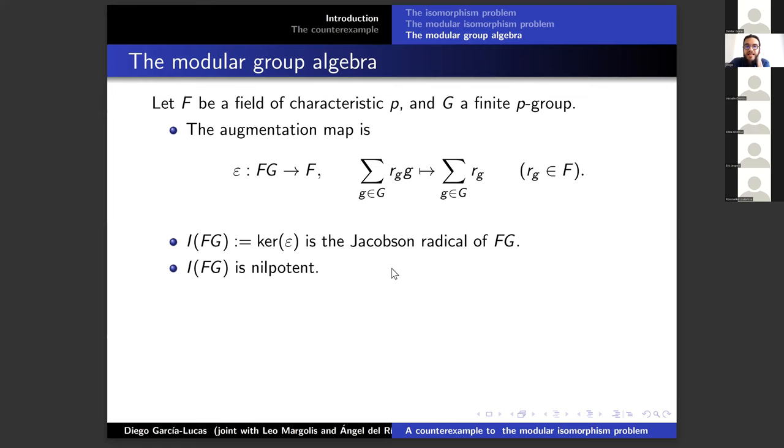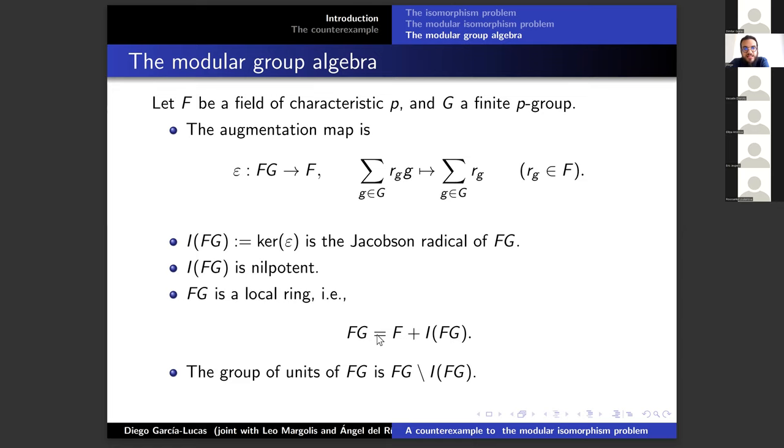Moreover, this ideal is nilpotent. That is, there is some integer n such that the nth power of this ideal is the zero subspace. Moreover, it is not only the Jacobson radical of the algebra, but it is the only maximal ideal of this ring. So FG is a local ring, and every element of FG is of the form an element of the field plus an element of the Jacobson radical. In particular, the group of units is of this form, that is, every element outside the Jacobson radical is a unit. And we'd like to highlight this subgroup of the group of units, which is called the group of normalized units. We denote it by V, and it is the set of elements of the group algebra such that the augmentation map takes the value 1.